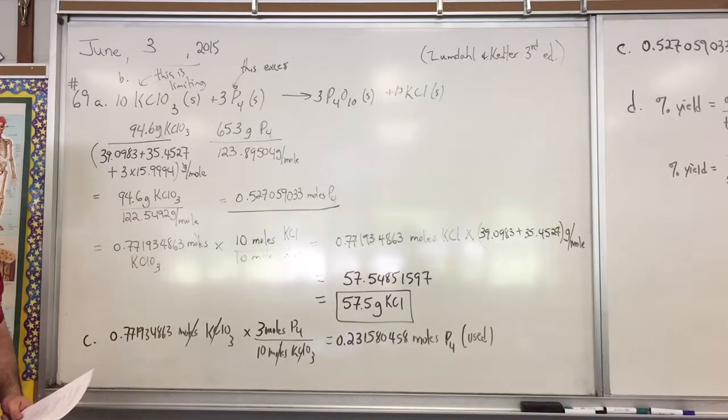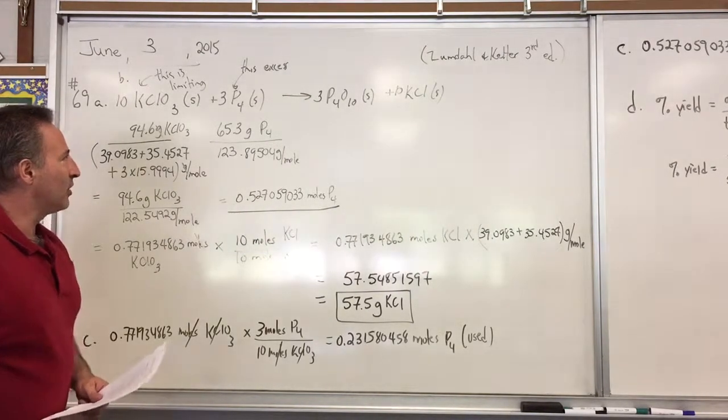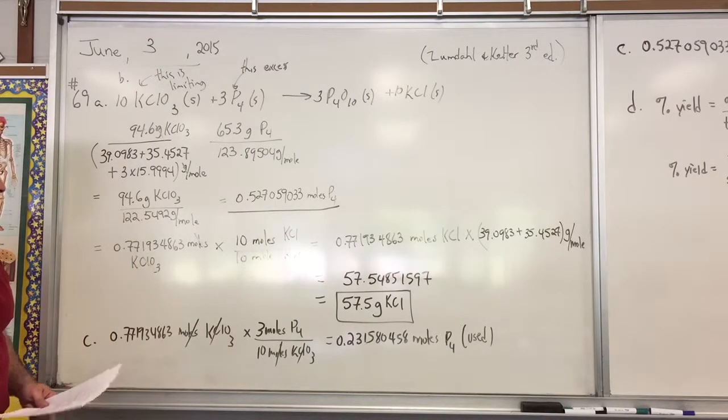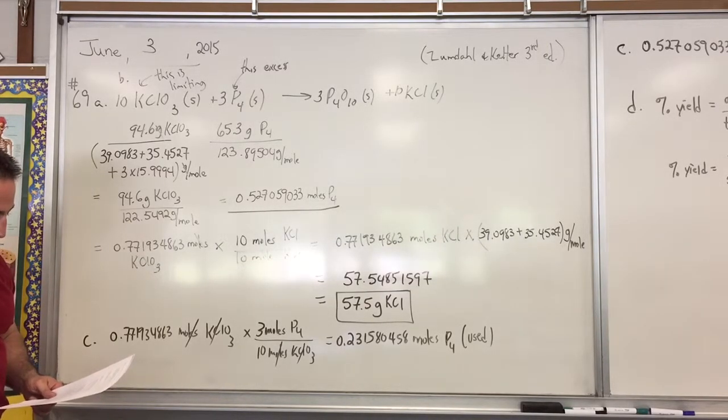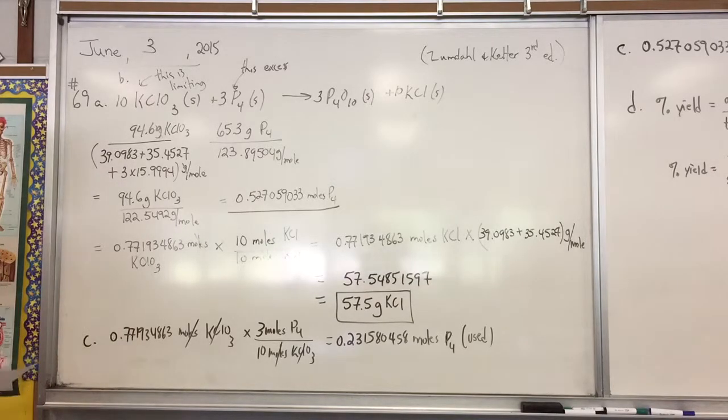Okay, so we're doing a question from Zumdahl and Kelter, the study guide. It's called Chemical Principles. In this question, which is a stoichiometry question, we're asked what happens when red phosphorus reacts with potassium chlorate. The question asks, a reaction proceeds between 94.6 grams of potassium chlorate and 65.3 grams of phosphorus, P4.